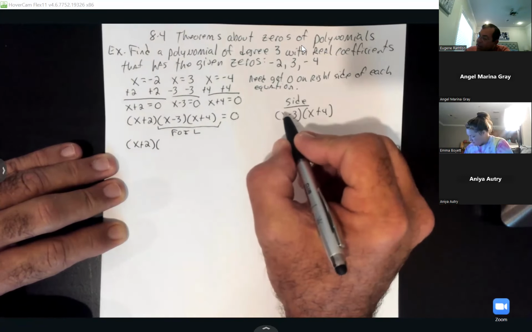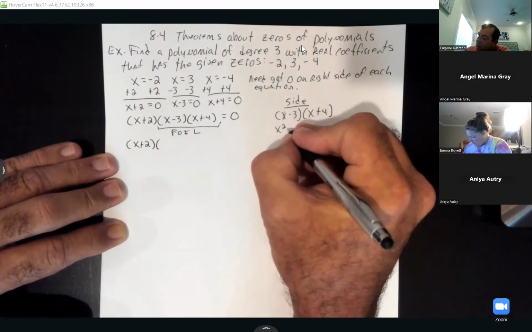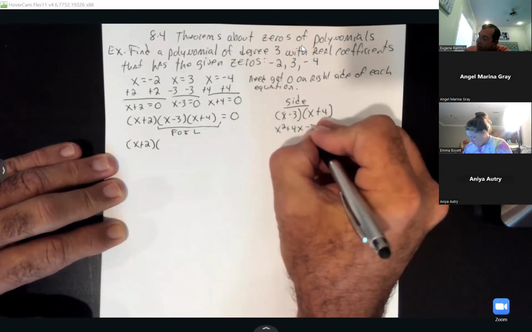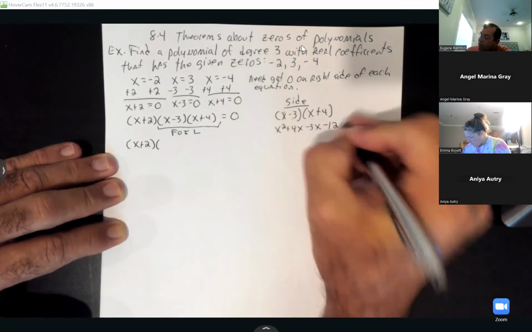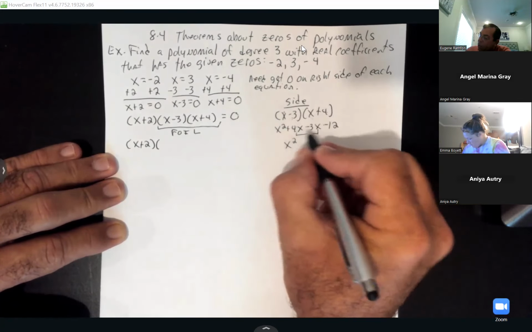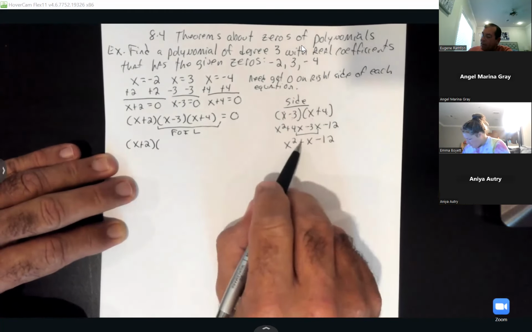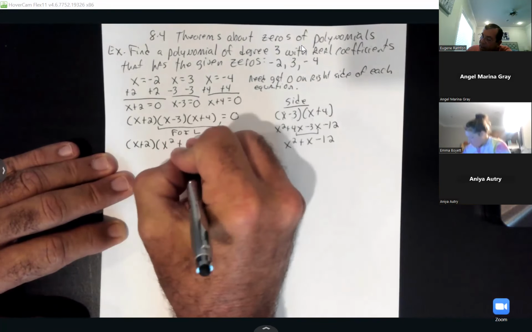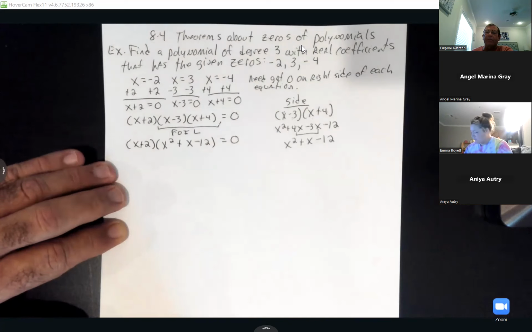So if we foil this, x times x is x squared. X times positive 4 is a positive 4x. -3 times x is a -3x. And then that -3 times 4 is a negative 12. I'm going to add like terms in the middle so that I get an x squared. 4 minus 3 leaves me 1x, and then minus my 12. So I'm going to now put that over here, x squared plus x minus 12. All this is still set equal to 0.